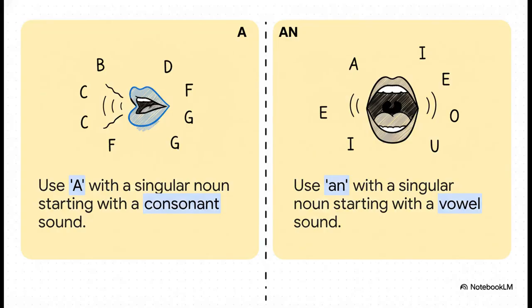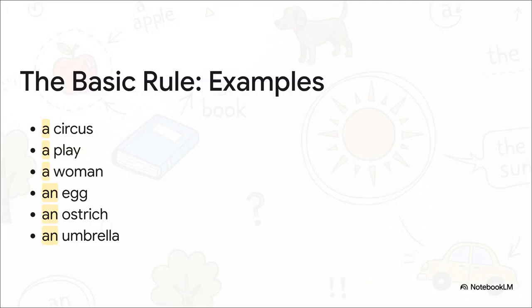So how in the world do you choose between a and an? Well, the basic rule is actually pretty simple, and it's all about the sound. You use a before words that start with a consonant sound, and you use an before words that start with a vowel sound. You know, like a, e, i, o, or u. Let's see this rule in action, right? Words like circus and play start with consonant sounds, so we say a circus and a play. And words like egg, ostrich, and umbrella, they all start with vowel sounds, so we use an.